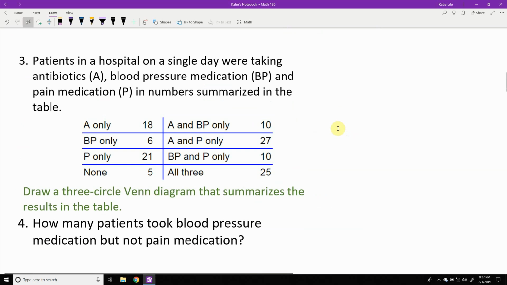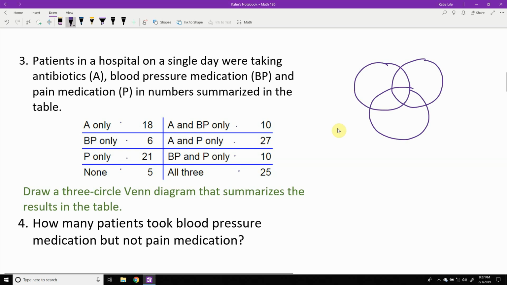All right, number 3. Patients in a hospital on a single day were taking antibiotics A, blood pressure medication BP, pain medication P, in numbers summarized in the table. Draw a 3-circle Venn diagram that summarizes the results in the table. Okay, so since we have all 3 of these things individually, a category denoting none of them, and a category denoting all of them, plus paired combinations, I would say that this would look like 3 interlocking circles. So 1 for antibiotics, 1 for blood pressure medication, and 1 for pain.